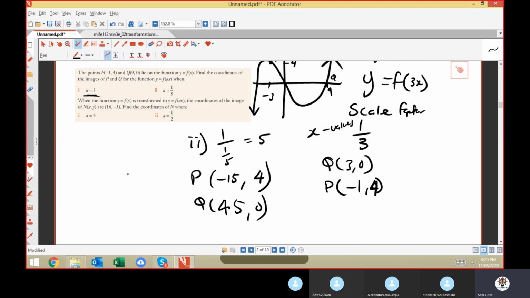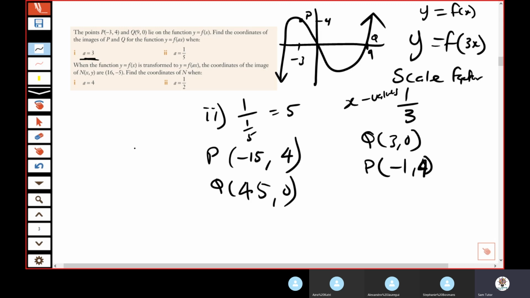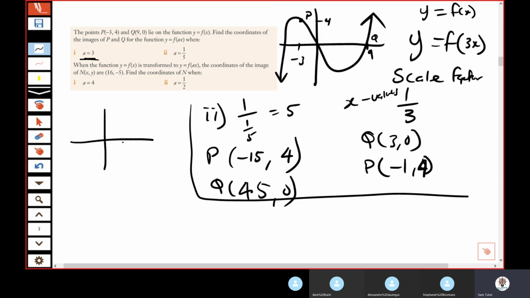All right, let's have a look at the next one. When the function is transformed to this, the coordinates of the image N now become (16, -5). So again, same thing. You know what you would have done. Obviously, you would have multiplied it, so in this case, you're going to go back and divide it. Let's just do it together so we understand this. You're going to have your normal graph, and then your transformed graph, which would be a little bit more.